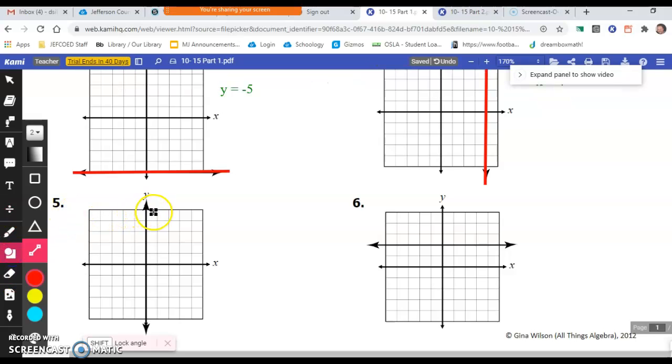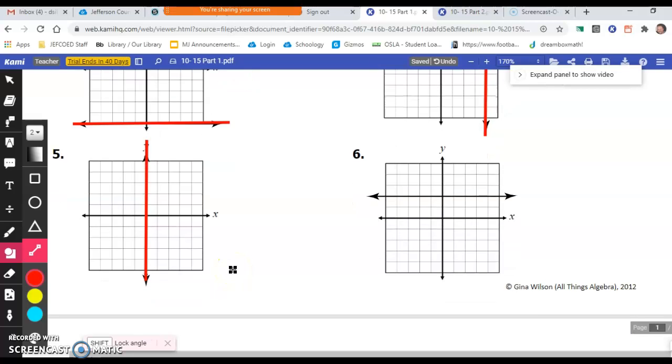I want you to think just a second. We are looking at this line right there. Is that vertical or horizontal? Vertical. Not a trick question. What is the axis that it crosses? Is 0 an axis?